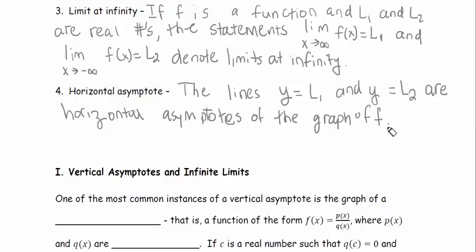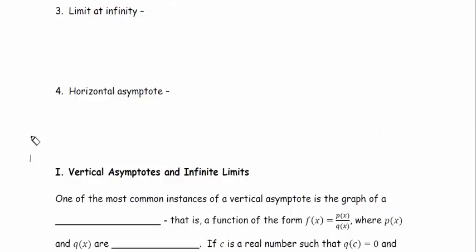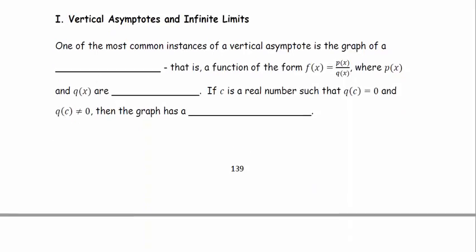Now that I have laid the terms and concepts down for you, here we go. Let's do an example: vertical asymptotes and infinite limits. I realize why you saw a different color there. Hopefully this will show up the color it was originally.